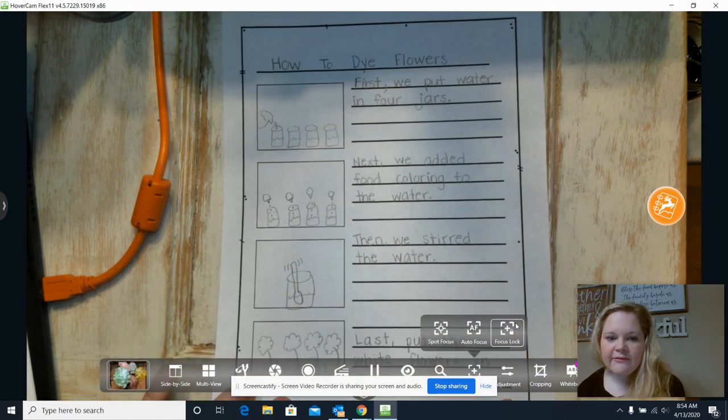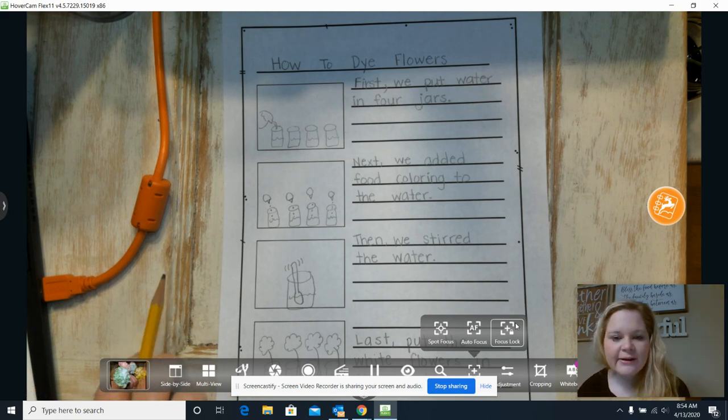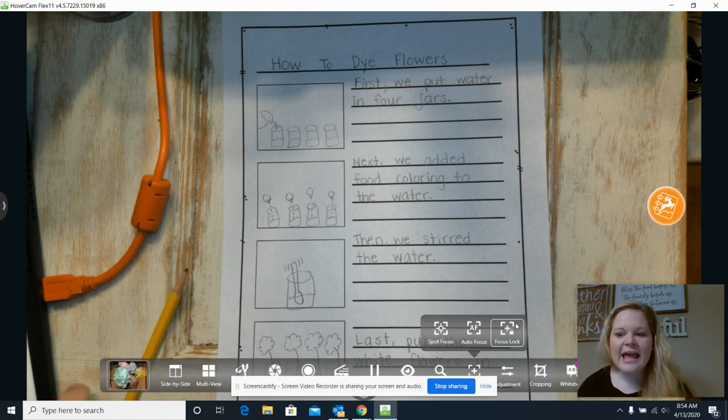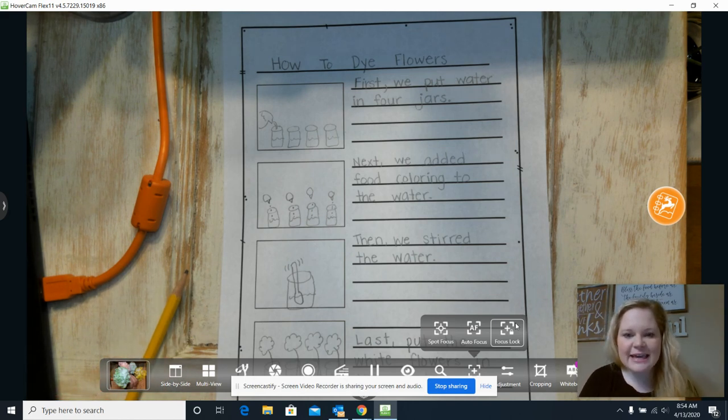You're going to go ahead and finish up your writing, make your illustrations, your pictures, look really awesome and nice and colorful, and then send a picture of it over to your teacher so they can see what you did.